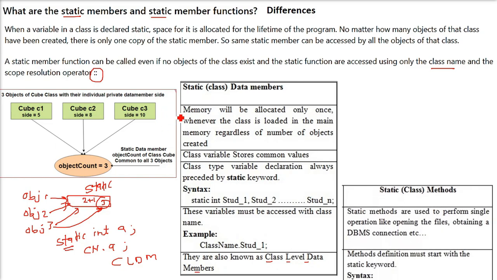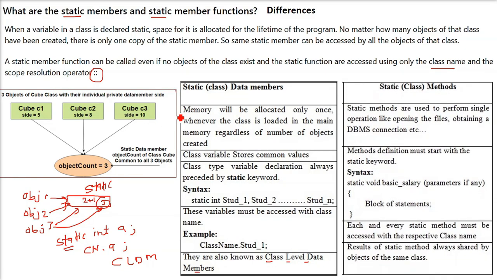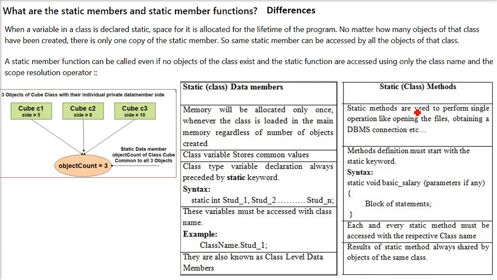Now coming to the static or class methods. Static methods, or static functions, you can call them. Static methods are used to perform only a single operation or function. Like when you want to open a file, opening a file will not be done again and again. Or you are making a database connection, ODBC or JDBC, you are doing it only once. For that you need a static method.